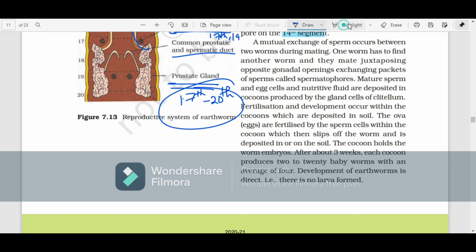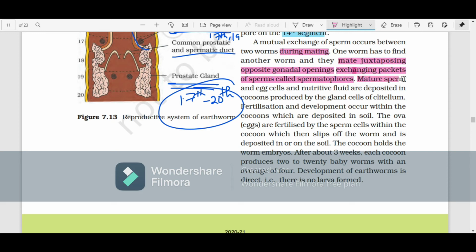Now, a mutual exchange of sperms occurs between the two worms during mating, right? One worm has to find another worm and they juxtapose opposite gonadal openings. They exchange packets of sperms called spermatophores. These spermatophores are received and stored by which organ? Yes, it's the spermatheca.